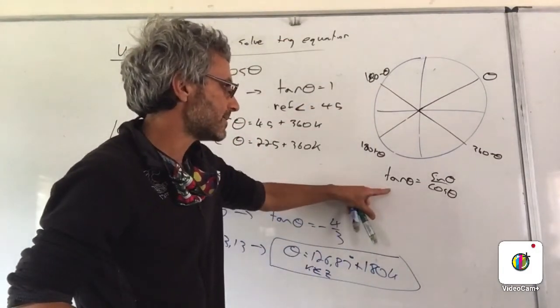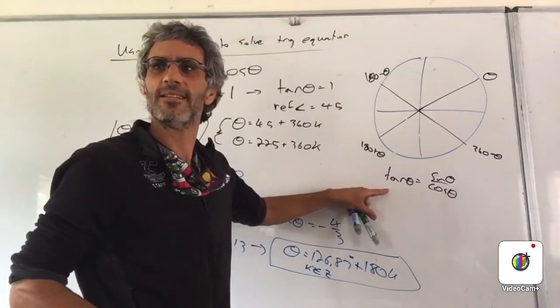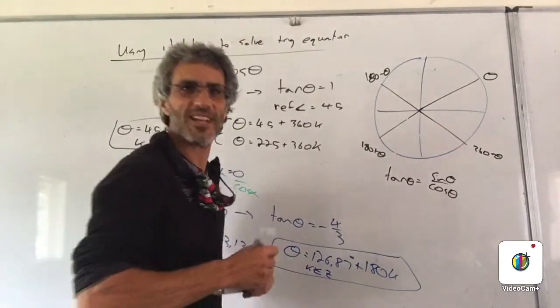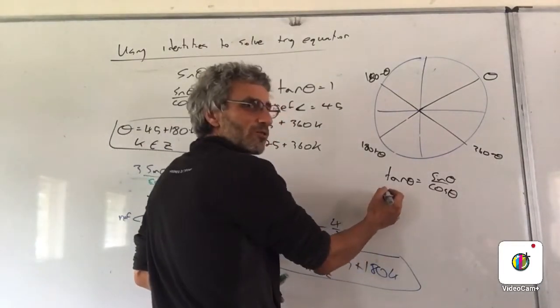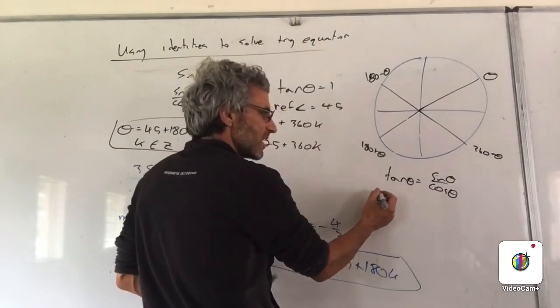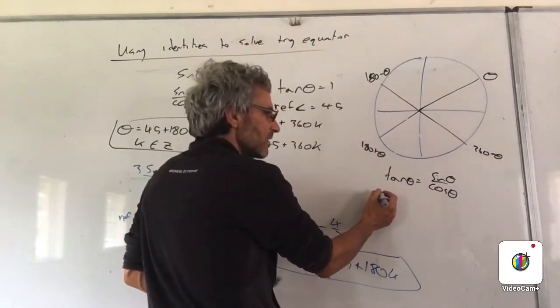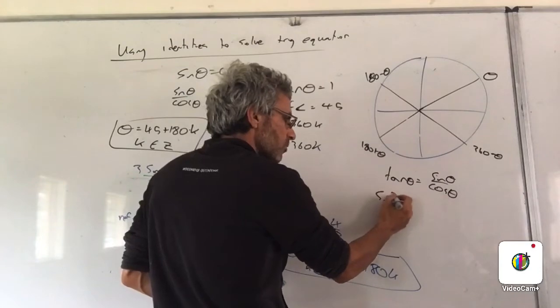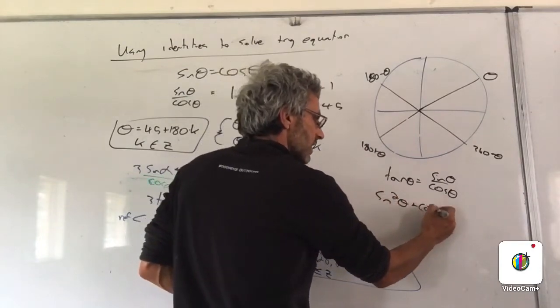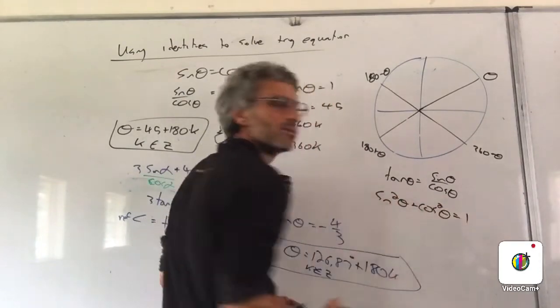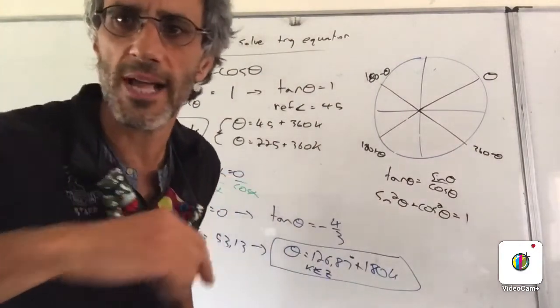Whilst we're at it, what is the next identity? There's only two identities in grade 11. That's nice, it prepares us for the next example. What's the next identity? 1 minus sine squared. Yes, it all comes from sine squared plus cosine squared equals 1. So we're going to use that in the next example.